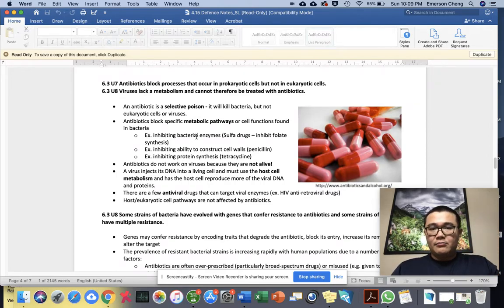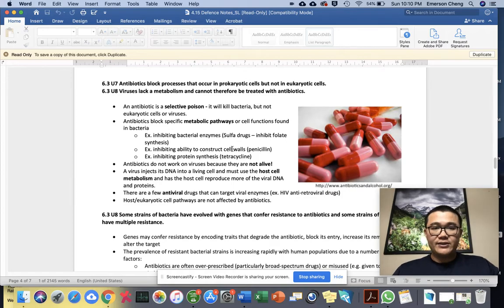Inhibiting certain enzymes, sulfa drugs will be an example of that. Penicillin inhibits the ability to make cell walls, essentially punching holes in their cell walls. Inhibiting protein synthesis, that's tetracycline. You might have heard of that. So that's how antibiotics work. They don't work on viruses simply because viruses don't use those mechanisms.